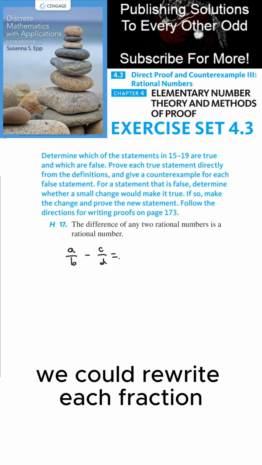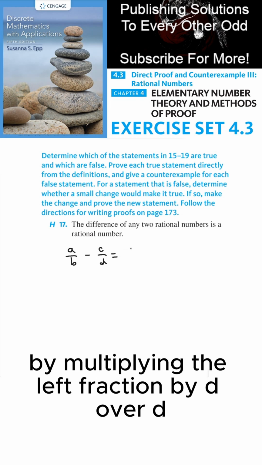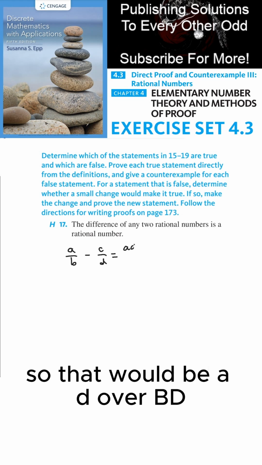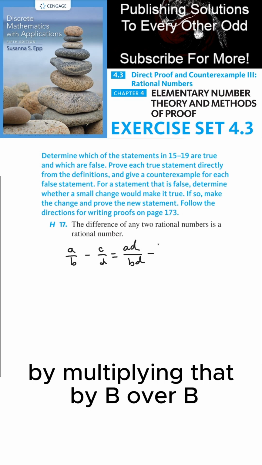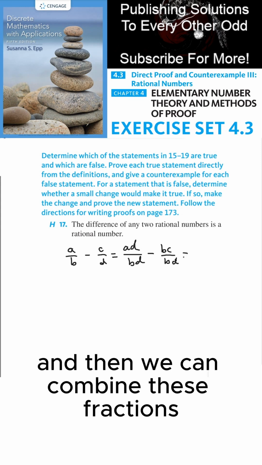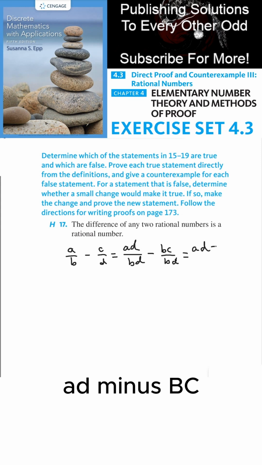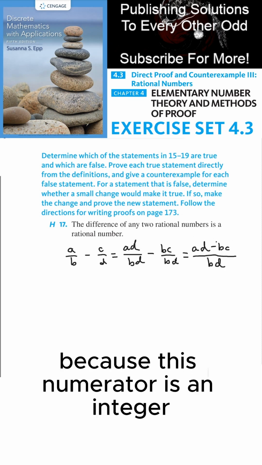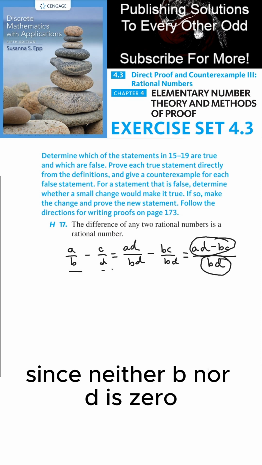We could rewrite each fraction with a common denominator by multiplying the left fraction by d over d, so that would be ad over bd, and then we could change the second fraction by multiplying that by b over b, so that would be bc over bd. And then we can combine these fractions to get one fraction, ad minus bc all over bd. And this will be the conclusion because this numerator is an integer and the denominator is an integer that we know is non-zero since neither b nor d is 0.